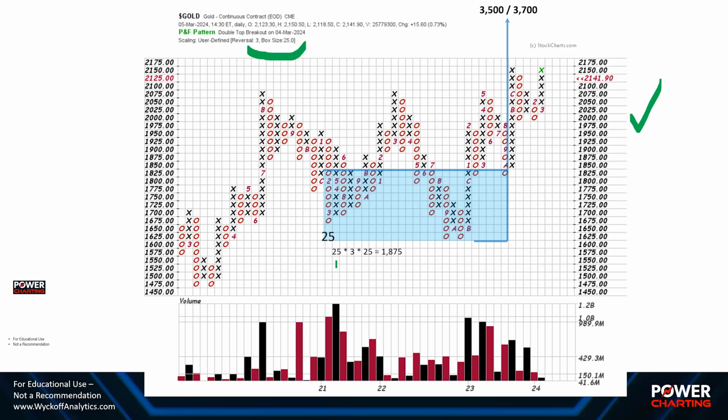25 columns across times 3 times 25-point scaling gives us 1,875 points a count. And so we add that to the low at 1625. We add it to the count line at 1825. It gives us a count of 3,500, 3,700. It's pretty substantially higher from where we are at this time.